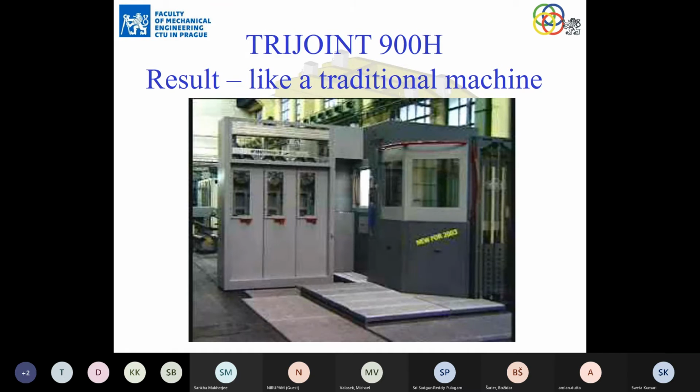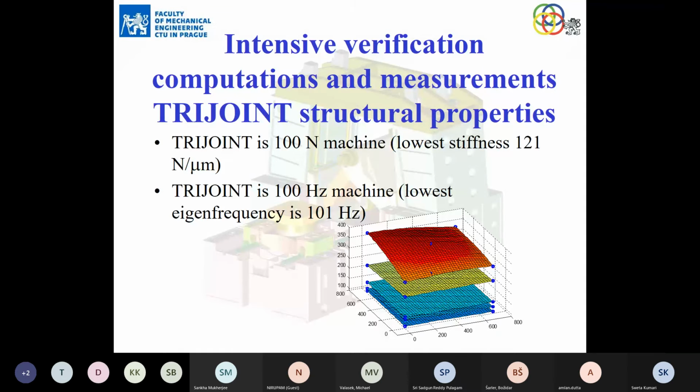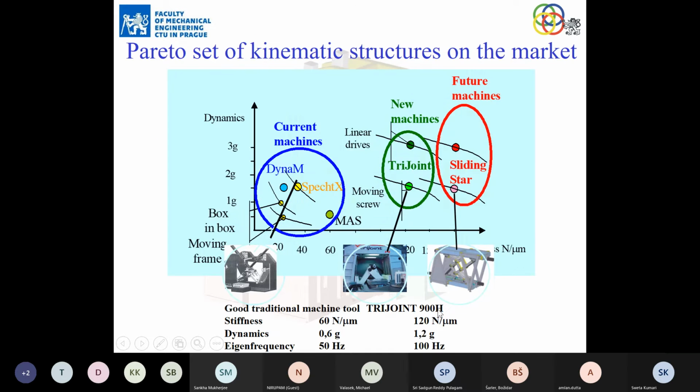European manufacturing that we did, with intensive verification between computation and measurement, and really we are very happy that our prediction was fulfilled. So we have achieved lowest stiffness, doubled the traditional stiffness, 120 newtons per micron, and the lowest eigenfrequency was also doubled, was 100 hertz, and you see here the first 5 eigenfrequencies, how uniform they are across the workspace. So it is very promising.